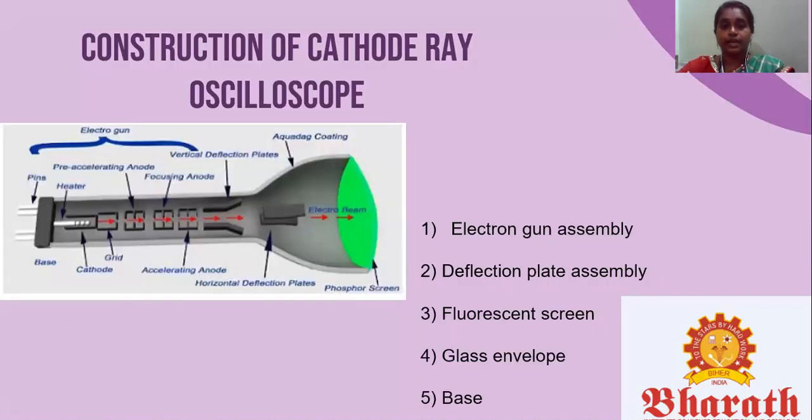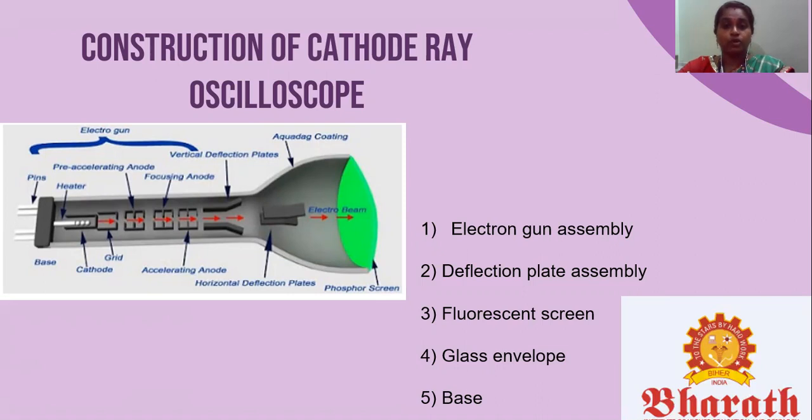The first is the electron gun assembly. In the cathode ray oscilloscope, this is the part from which the electrons are born initially. It produces a sharply focused beam of electrons which are accelerated to high velocity.